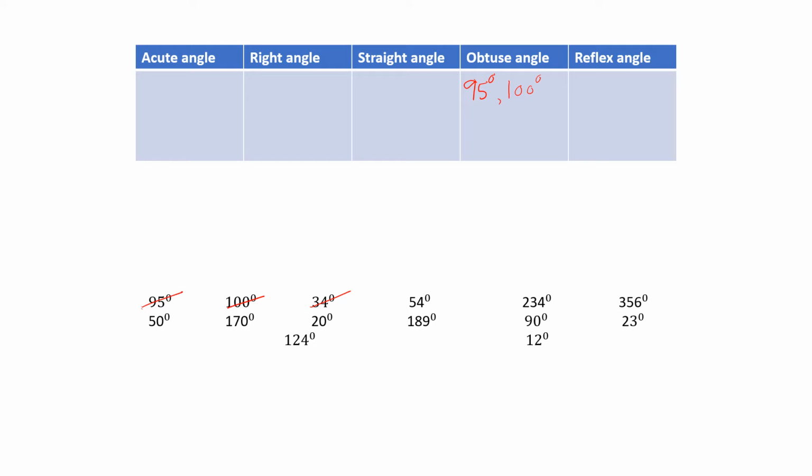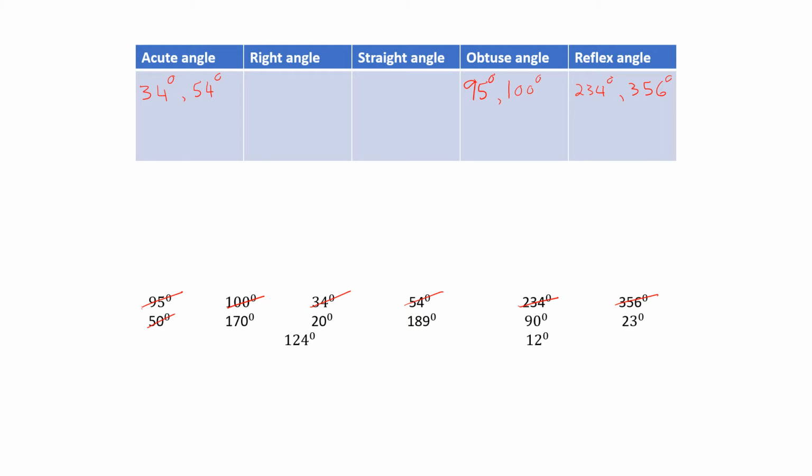34 degrees is an acute angle. It is more than 0 but less than 90 degrees. 54 is also acute, more than 0 but less than 90 degrees. 234, that is a reflex angle, no question there. It is more than 180 but less than 360. And here we have 356, that is also reflex. More than 180 but less than 360, and in this case, you could say barely less than 360.